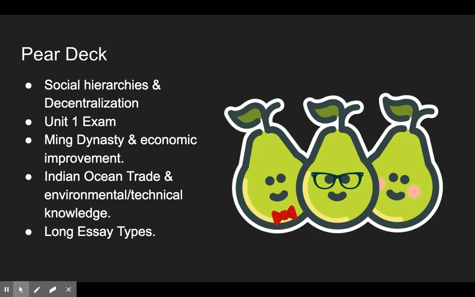We also talked about the Indian Ocean trade and the environmental and technical knowledge that had to be available in order for the Indian Ocean trade to succeed. That environmental knowledge would have been the knowledge of the monsoon trade winds. Technical knowledge would have included the advent of the compass and larger ships and rudder systems, which would have allowed for greater long-distance trade along the ocean.